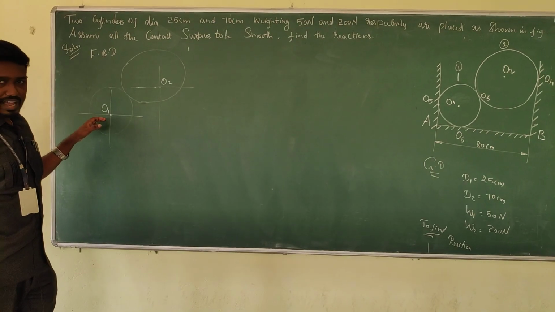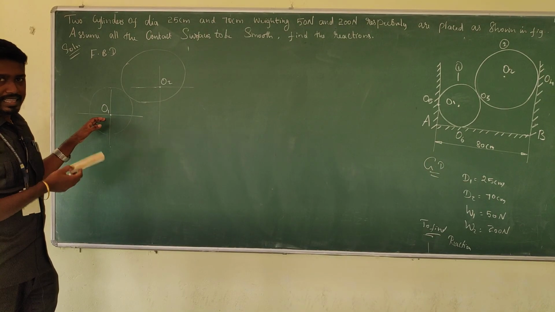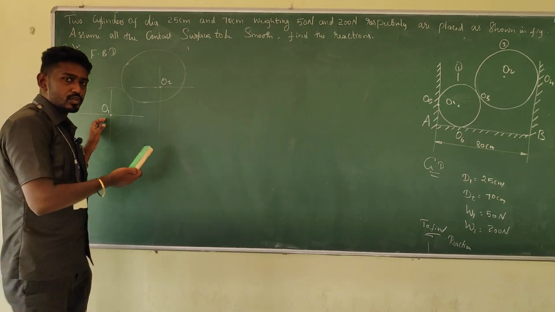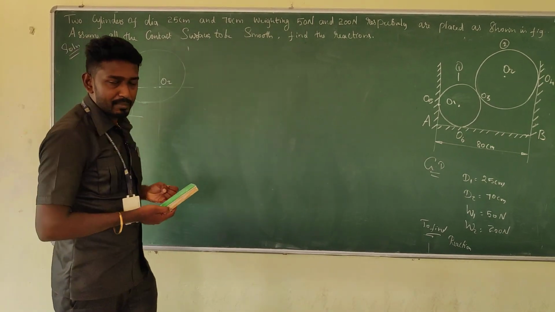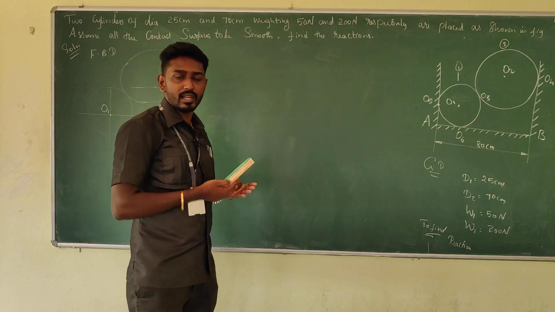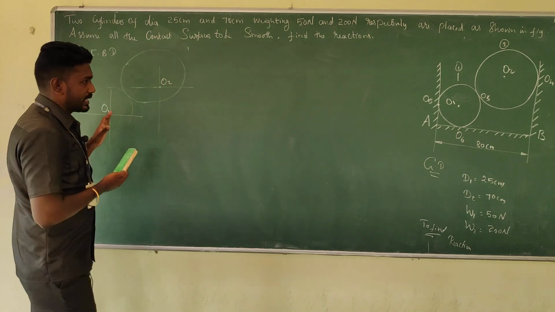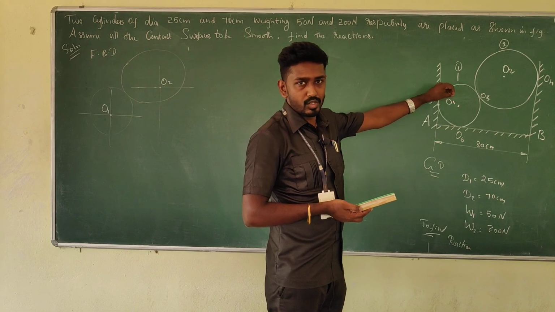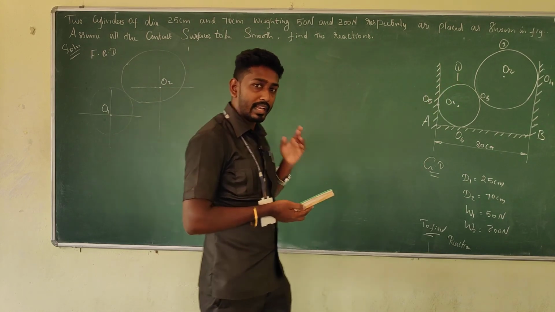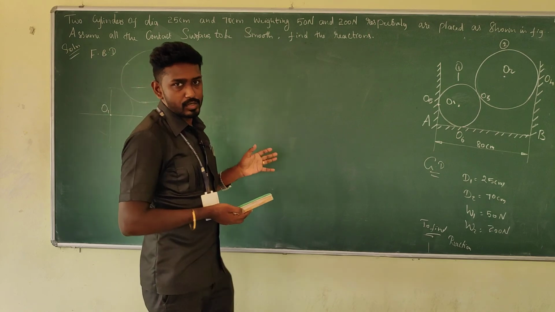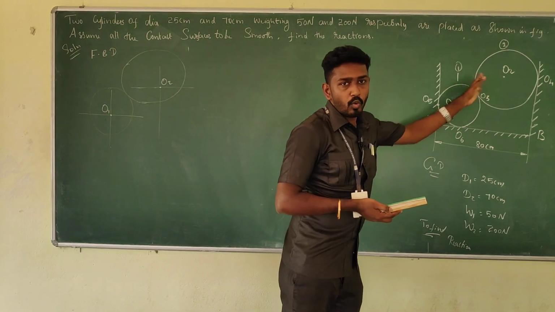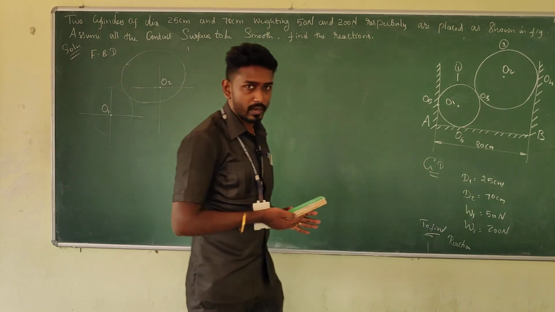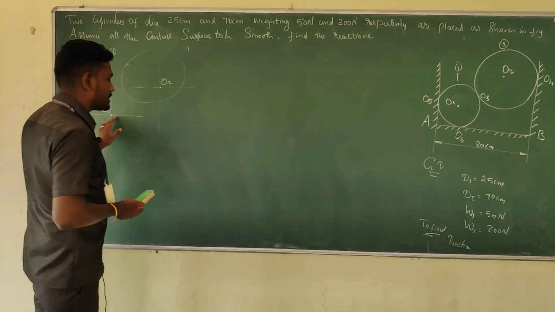The next step, consider the first one first. In such arrangements there is a possibility of four kinds of force: applied force, weight, reaction, and tension force. Here there is no applied force, no external force acting on it. What about the weight? Both cylinders 1 and 2 have their own weight. The first one is 50 and the second one is 200.